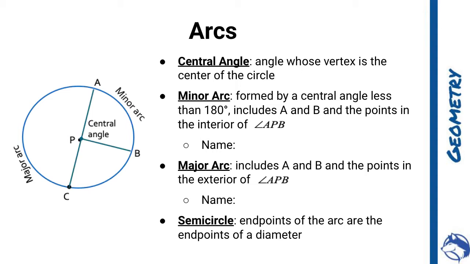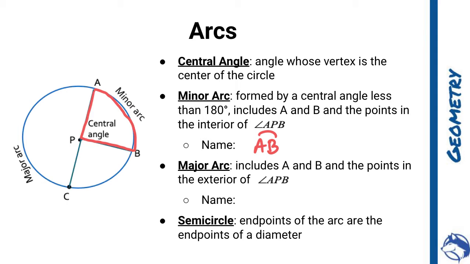So now we're talking about arcs, and so we already know what a central angle is. The central angle goes from there to there. Well, our minor arc is formed by a central angle that is less than 180 degrees that includes A and B and the points in the interior of APB. So the way that we would write this minor arc that goes from A to B would be arc AB. And it would go like that because it goes right from A to B.